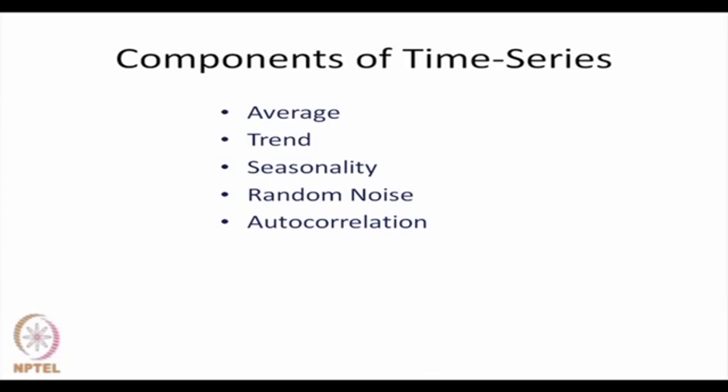Now, normally a time series will have four components, although I have written five. The first four components: it will have an average, it will have a trend, a seasonality, and a random noise. These are all independent of each other. Autocorrelation is another component of time series, with the help of which one can find out whether there is a trend, whether there is a seasonality, and so on and so forth. Let us first of all study the meaning of these components.